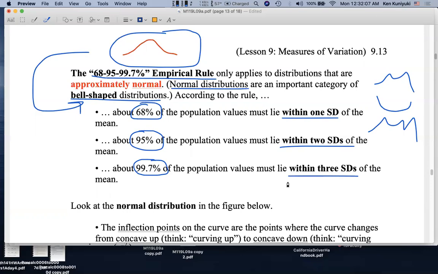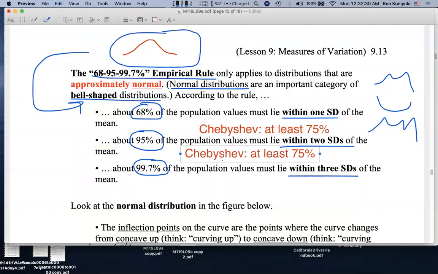Now, these are consistent with what Chebyshev's theorem said, because what Chebyshev said was that at least 75% of the data values would be within 2 standard deviations. The empirical rule says for this kind of bell shape, about 95% will lie within 2 standard deviations. And Chebyshev said that over here, at least 89% of the data values would lie within 3 standard deviations of the mean. The empirical rule says more precisely about 99.7%, basically everything, if you have an approximately bell shape.